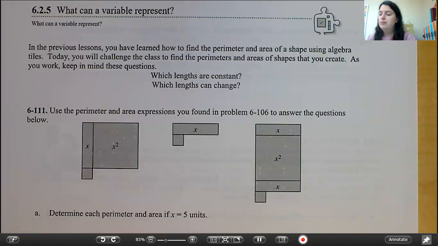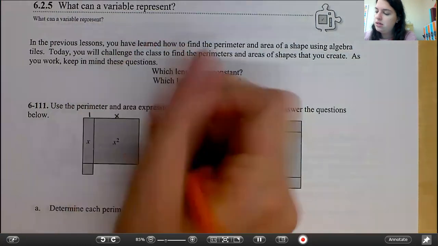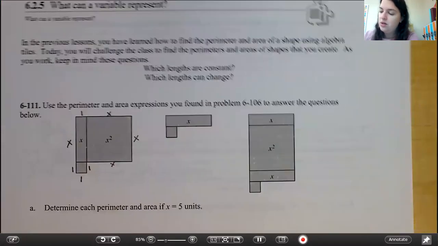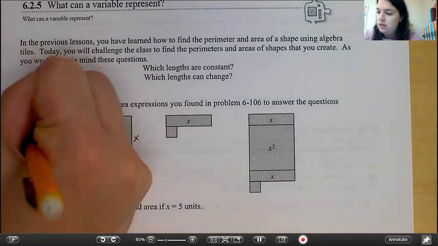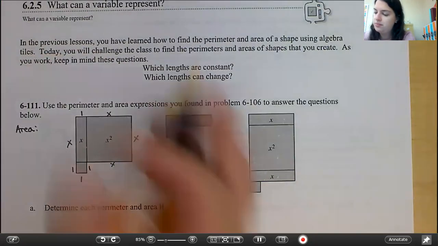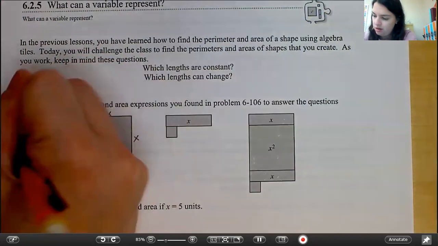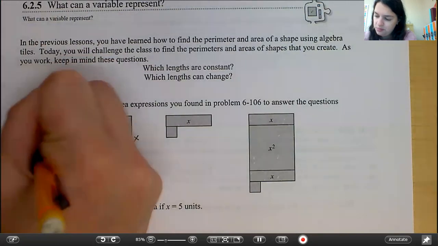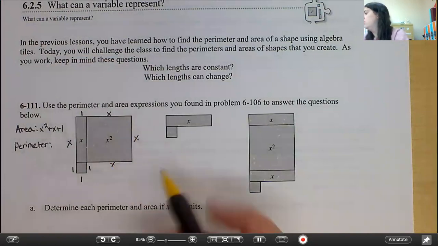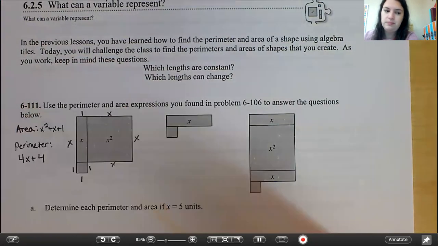If you're back with me, you have found the area and perimeter of each shape. So we have 1, x, x, x, 1, 1, 1, and x. Remember, our area is just the name of the tiles that we have. So we have x squared plus x plus 1. Our perimeter is what we have on the outside. Once you have simplified it by combining like terms, you should have 4x plus 4.